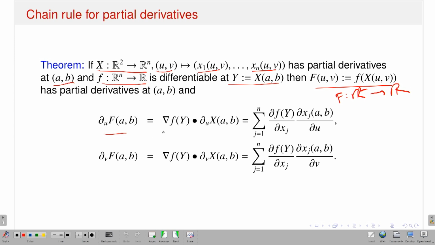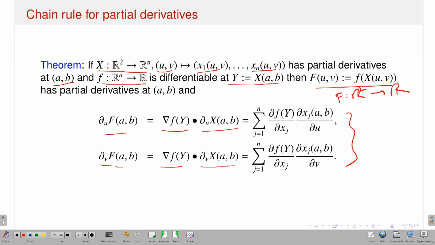What will happen? So, this is the gradient of f at y dot product with the partial derivative of x with respect to the u variable at (a, b). Similarly, the partial derivative of capital F with respect to the v variable at (a, b) is nothing but the gradient of f at y dot product with the partial derivative of x with respect to the v variable at (a, b), and you just take the dot product, this will give the expressions. So, this is called the chain rule for partial derivatives.